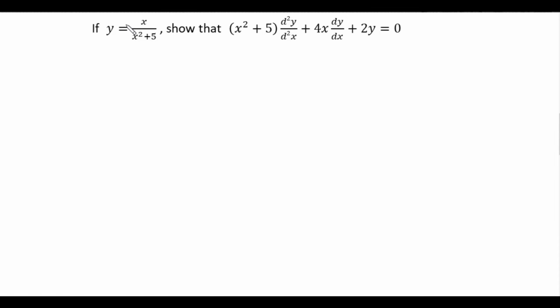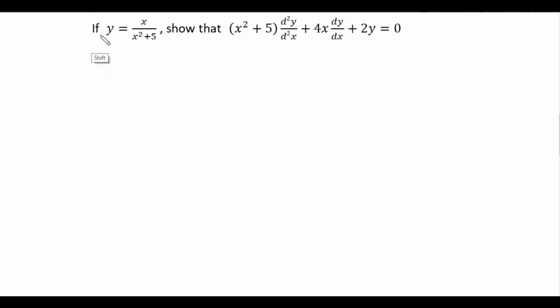So in this question, we have to show that this here is equal to this side. So we have this y equals to this. Remember, we have here both y and x. So we're going to differentiate this using the implicit method of differentiation. And this is what we're supposed to get when we differentiate this. So let's solve this question.